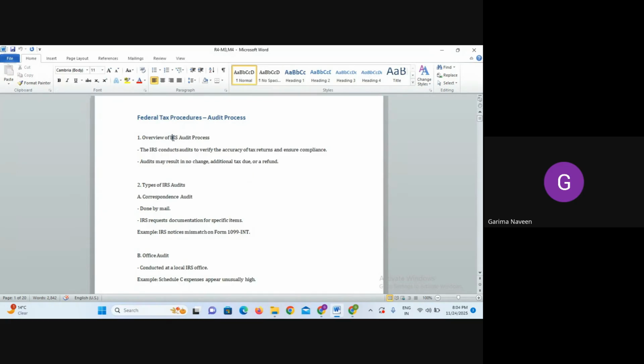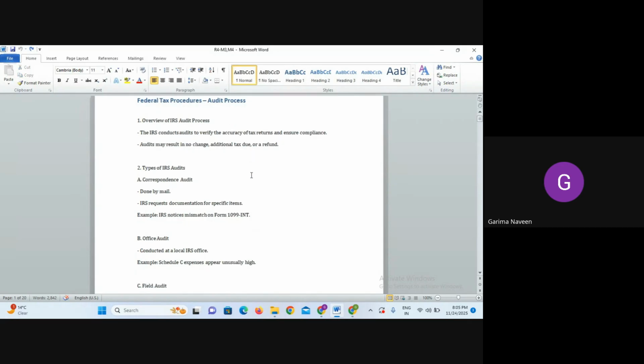The IRS audit process is basically the audit of your tax returns, to check whether you have filed your tax return accurately and ensure compliance or not. An audit may result in no change. So when they audit your federal income tax return, they may find some problem in your return, or there may be no problem and everything will be accurate. It means an audit can result in either no change, or some additional tax which is due, or a refund of taxes.